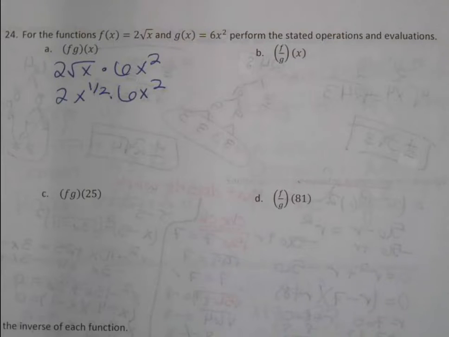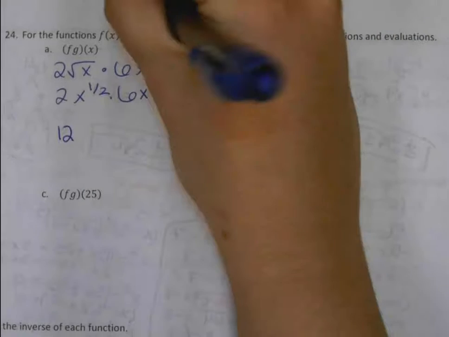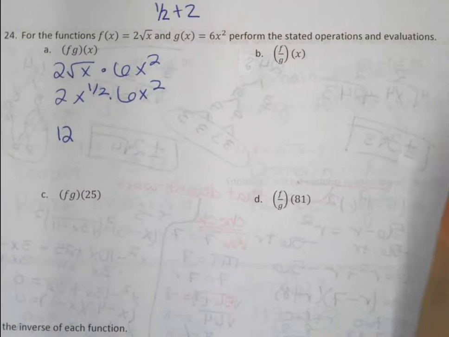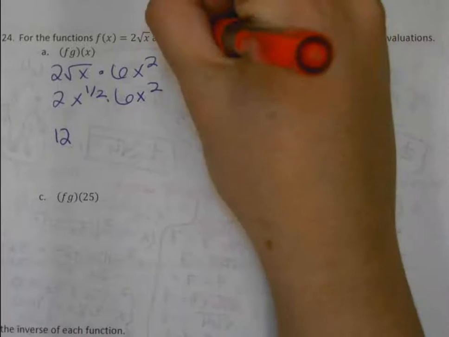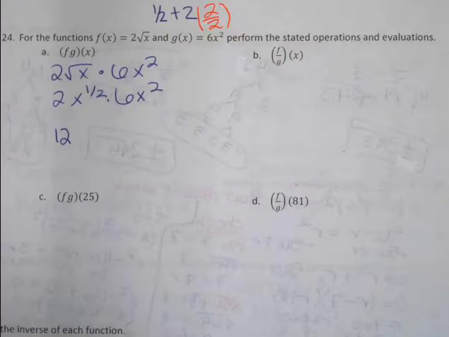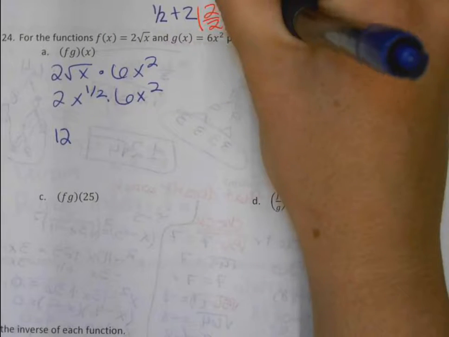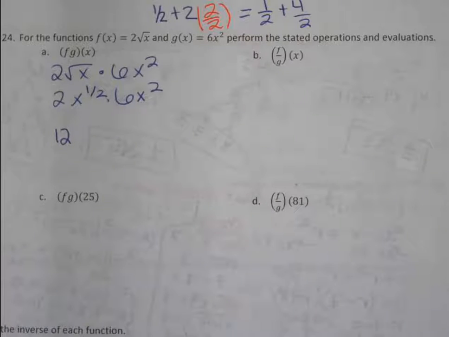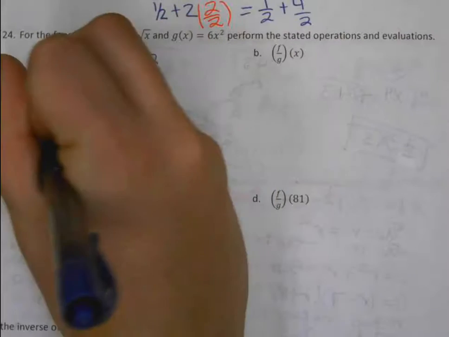With my big numbers, I can multiply those. So 2 times 6 is 12. And then I want to add my exponents. What's 1/2 plus 2? Because 2, I have to multiply by 2 over 2. I said add. I know, but I have to turn them into the same denominator, right? So I have 1/2 plus 4/2, which is 5/2. Okay, so that's my answer for A.